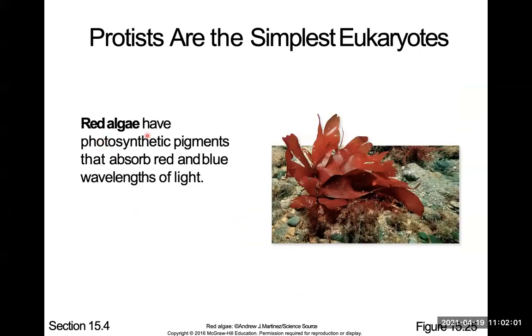Then we have red algae. Red algae are red because they have red photosynthetic pigments that absorb red and blue wavelengths of light. We talked about photosynthesis: chlorophyll makes it look green, but if they have pigments that absorb red, then it's going to look red. These are found mostly on the bottom of the ocean.